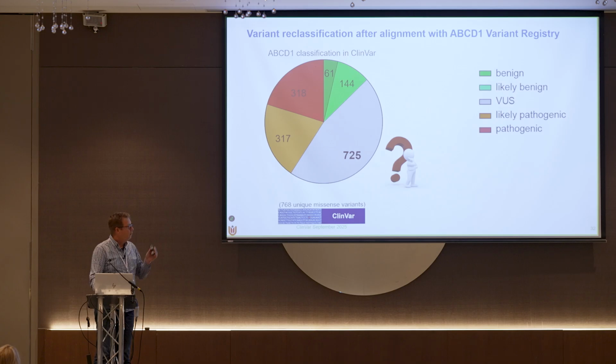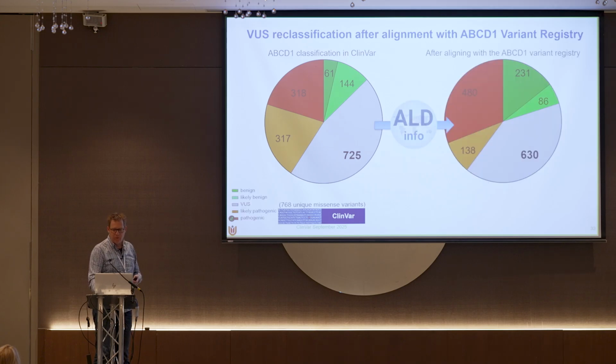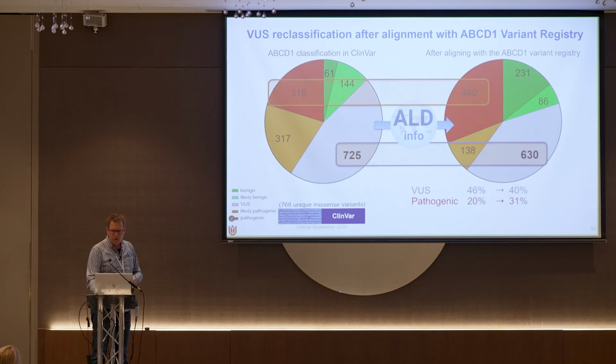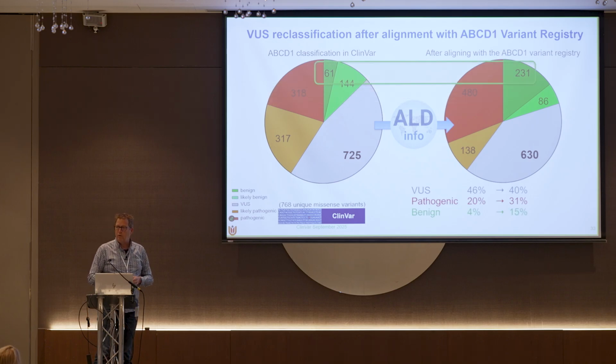So what I did, I took the ClinVar information and I aligned it with the information from my own database. And what we see is that the numbers change, and I'll walk you through it. So first of all, the number of VUSs, when you align the ClinVar information with the database, drops from 46% to 40%. The number of pathogenic variants increases from 20 to 31%. And the number of benign variants increases from 4% to 15%.